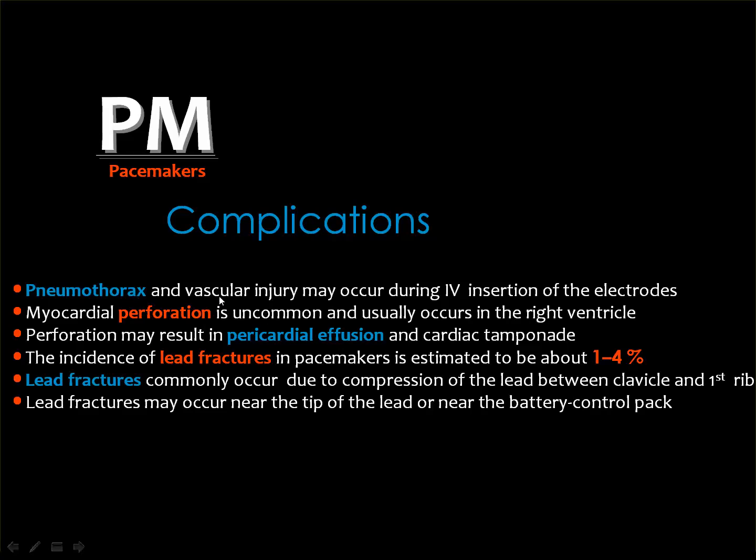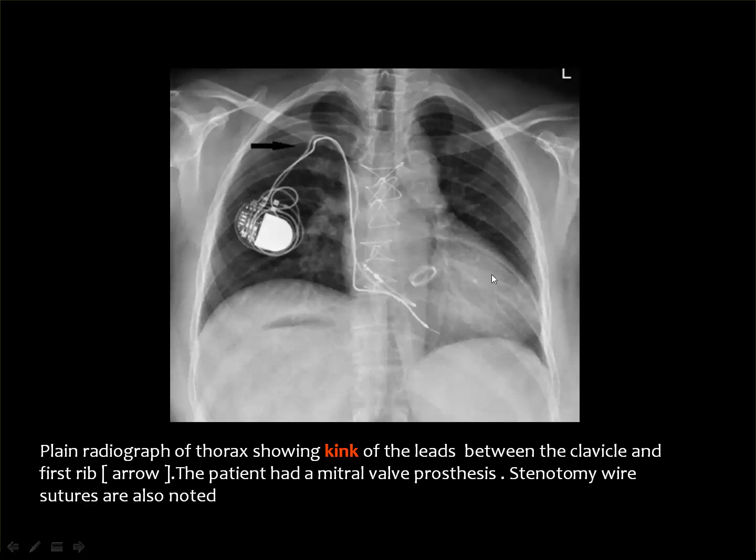Then the complications of pacemakers are like those previously mentioned with the Swan-Ganz, the development of pneumothorax and vascular injury while inserting the electrodes. Myocardial perforation is uncommon, and the perforation may result in pericardial collection and the development of cardiac tamponade. Sometimes the lead is fractured, and the rate of this complication is up to 4%. Lead fracture commonly occurs due to compression of the lead between the clavicle and the first rib. And this is just an example of a kink of the lead at the mentioned area between the rib and the clavicle.